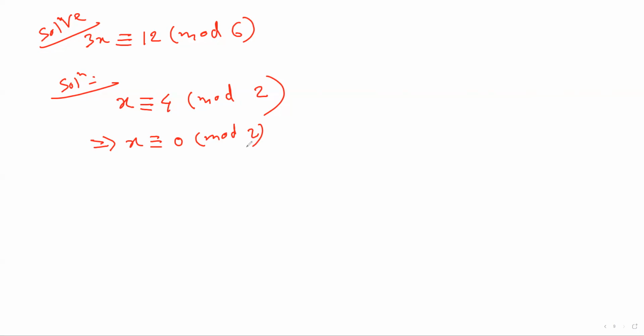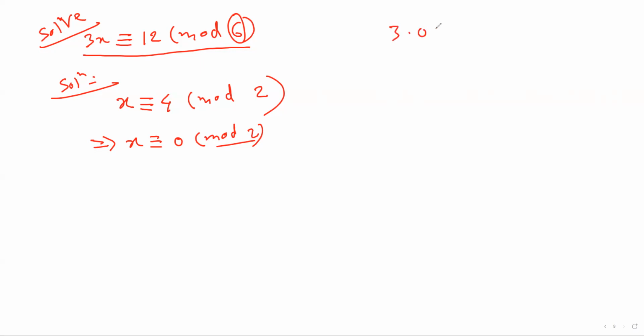0 and 1, that's 2 numbers. So x cannot exceed 1 as long as you are taking mod 2. But let's try to find out, we have modulo 6 here. So it's possible that between 2 and 6, there are other solutions, right?